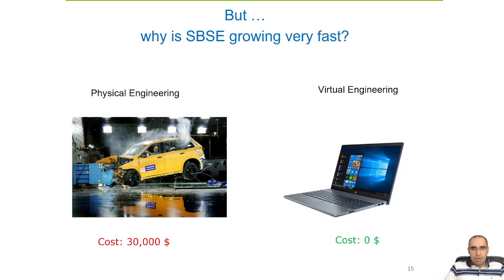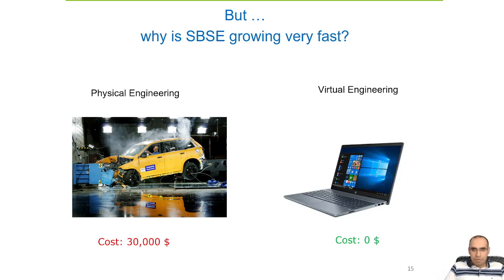But maybe the question now is why this is growing very fast, and why this is attracting a lot of people to work on SBSE. So the answer is that, unlike in other fields, we have a valuable opportunity to check many possible directions or many possible solutions for a given problem, and then select the best one. In physical engineering, this could be costly, as we need to try different solutions or do different experimentations. This could be possible in practice, but it is very costly.